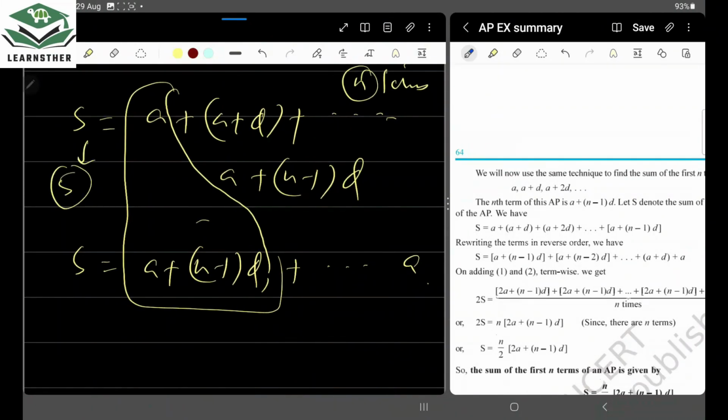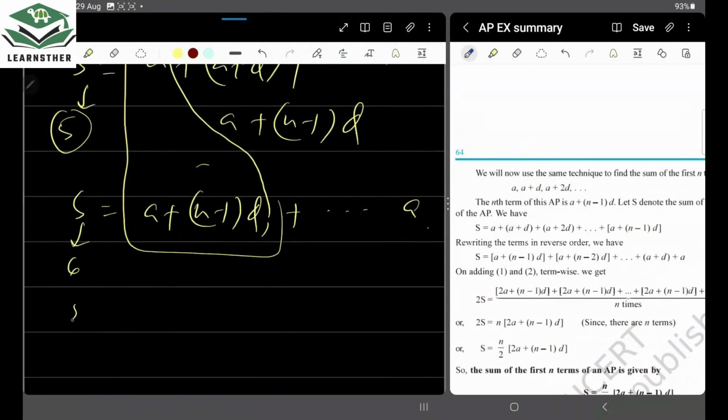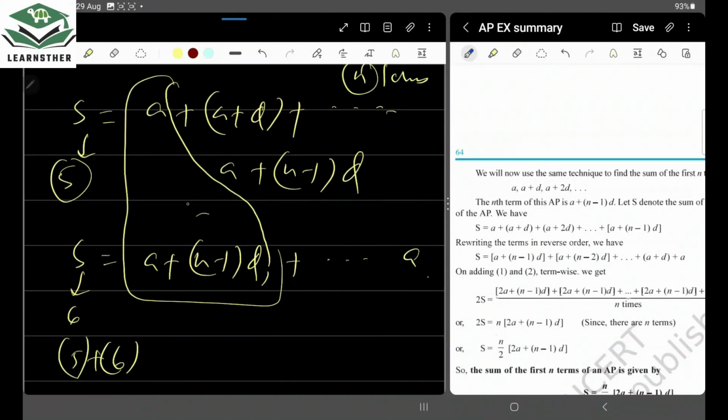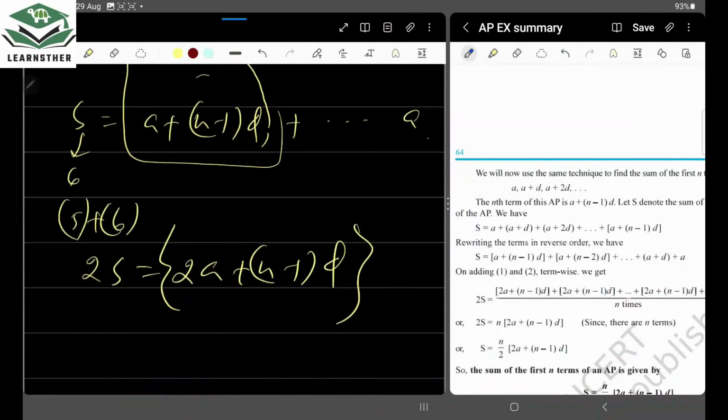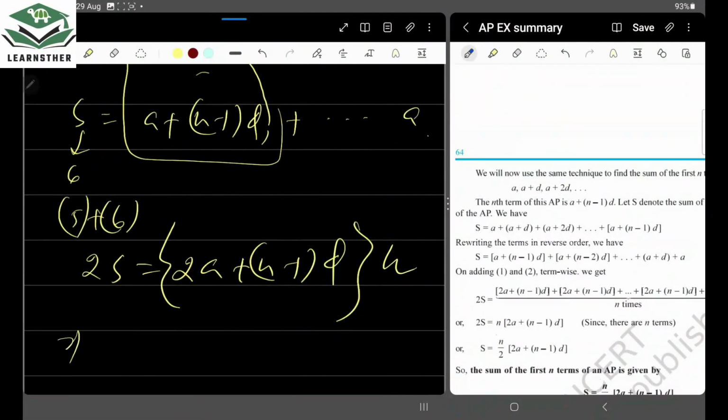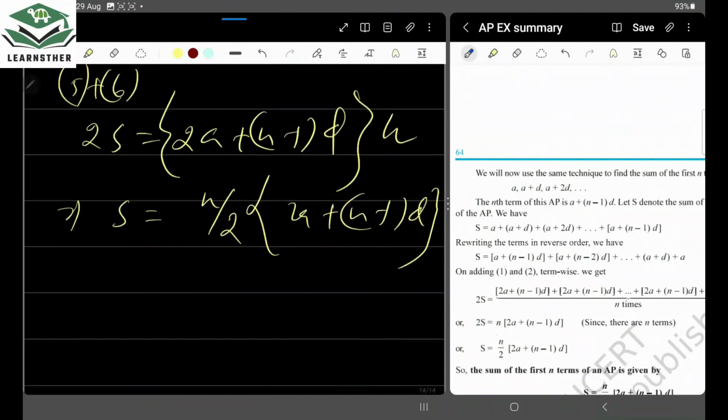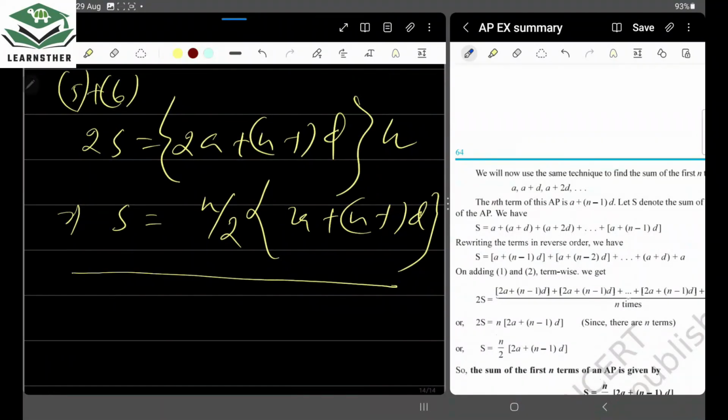So this is the 5th equation, this is the 6th. You sum up 5 plus 6, this will become 2S. When you sum up, this will become 2a plus (n minus 1) into d. How many times? n times. So you will get this answer. When you solve for S, this will become n by 2 into (2a plus (n minus 1)d). This is the answer you get.